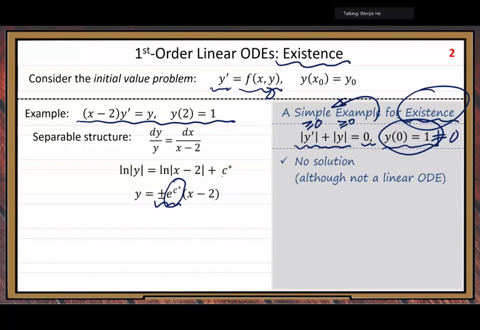Here, this C star is a constant, a real number. So e to a real number, any real number, is always a positive number. Then you have plus minus. That means your constant part could be arbitrary.